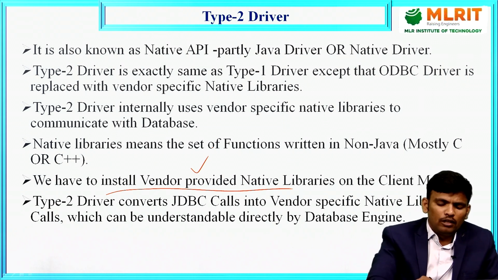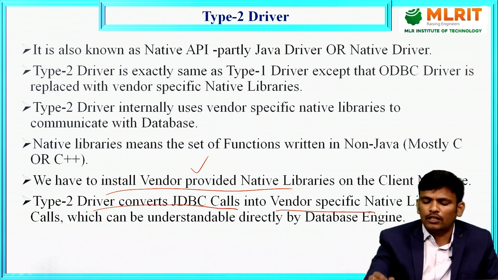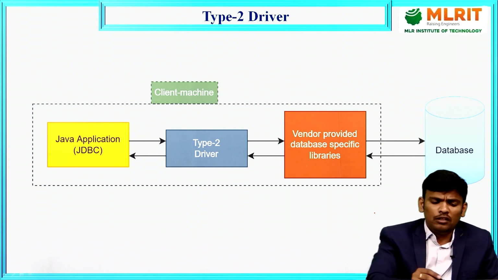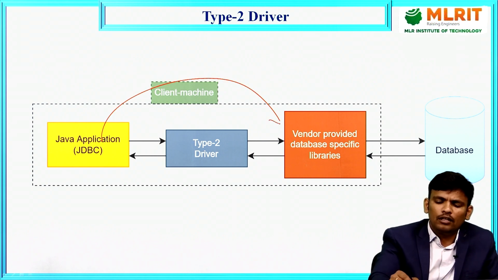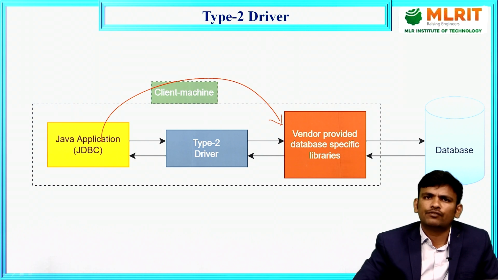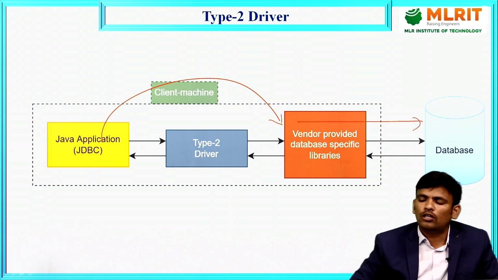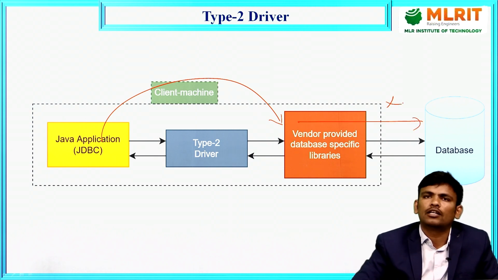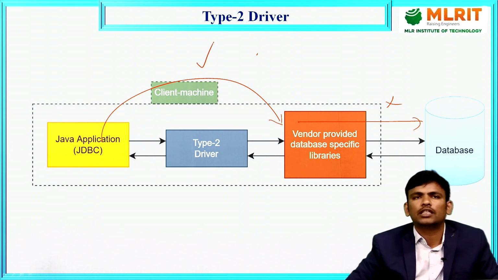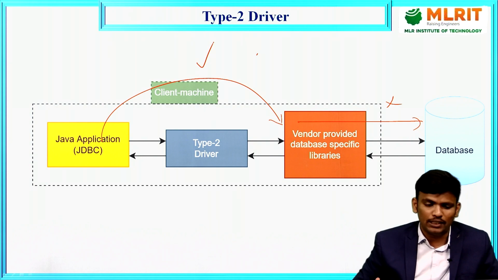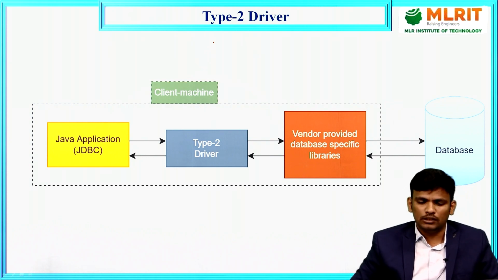Now the type 2 driver converts JDBC calls to vendor specific native calls, and vendor specific calls will be directly understood by the database engine. If you observe here, the Java application calls will be converted to vendor specific, database specific calls, and these calls are directly understood by the database. So here the extra conversion is not required; only one conversion is enough. Compared to the previous one, the type 1 driver, the number of levels of conversion is reduced. So performance wise, the type 2 driver is comparatively good enough.